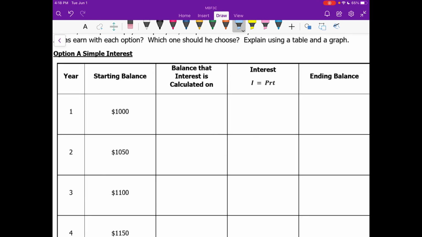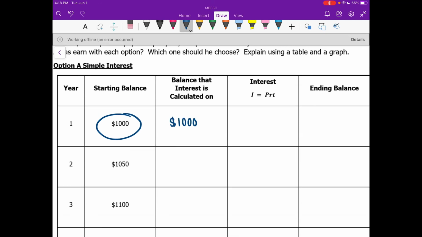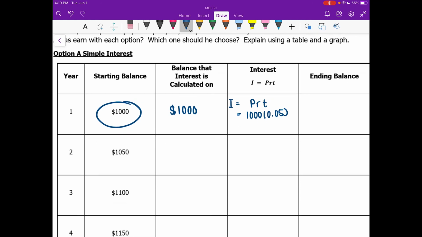Okay, so we have our starting balance. So we're going to be using interest is equal to PRT, right? Which is what we learned yesterday or in our last lesson. So the balance that the interest is put on, our principal starting balance, is $1,000. So that's going to be our P value, right? So I is equal to PRT, so I is equal to 1,000, the interest rate is 0.05, that's 5%, and the time is going to be 1 year. If I do all those calculations, I know I'm going to have $50 in interest.